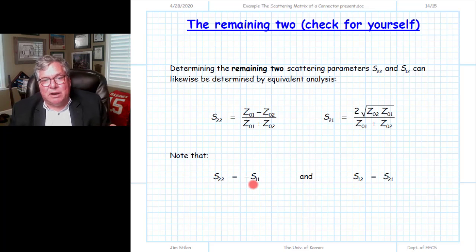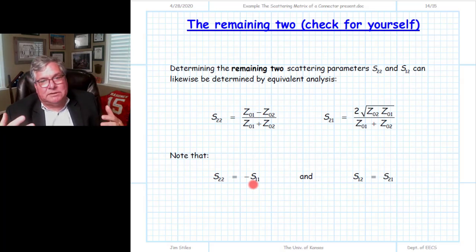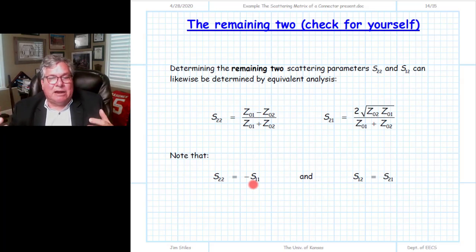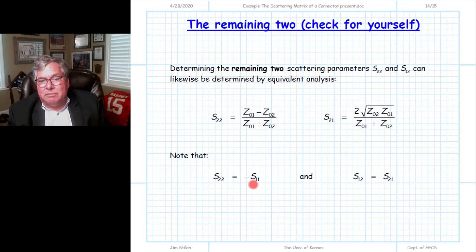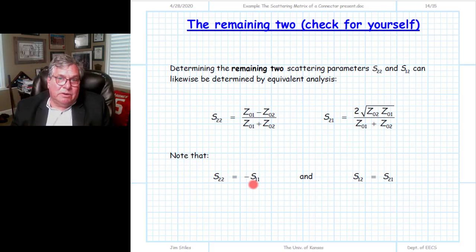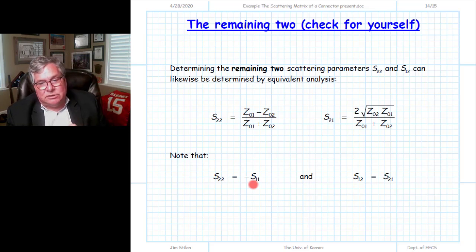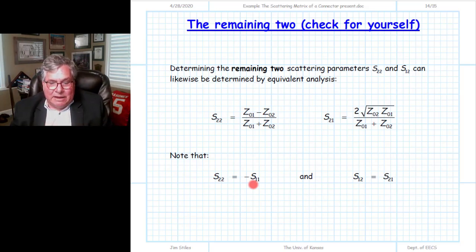And again, this should not surprise us because we don't have a symmetric circuit. We don't have a plane of bilateral symmetry through that two-port device. If we did, S11 and S22 would have to be equal to each other, and if we got this result, we would know we did something wrong. But we would not expect S11 and S22 to be equal to each other because there's no plane of bilateral symmetry.